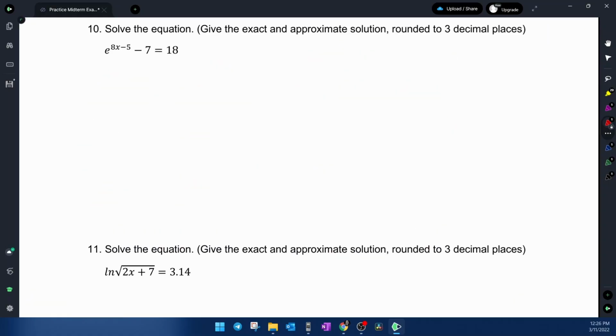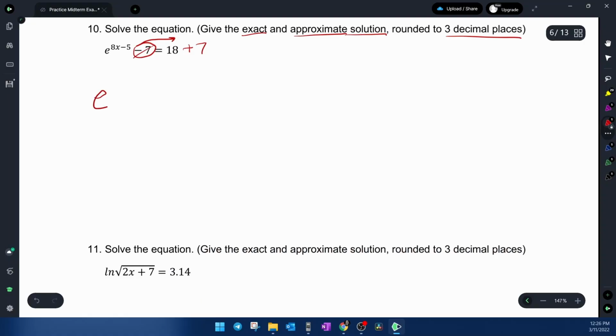Next, number 10, we need to solve the equation. Notice it wants us to give the exact and the approximate solutions. The approximate solution needs to be rounded to 3 decimal places. So we have another exponential equation. The first step here would be to isolate the exponential. So bringing the negative 7 over makes it a positive, giving me e to the 8x minus 5 equals 25.